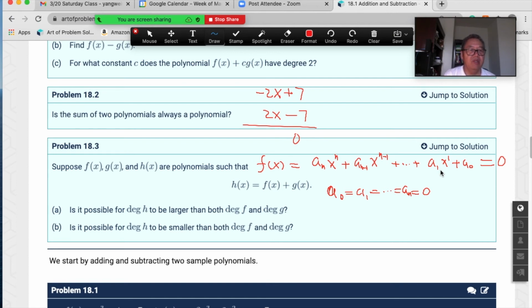But so is every whole number a polynomial? Yes, you can say any number. The answer to that question would be yes. Yes, the sum of polynomials is always a polynomial. This one's true.